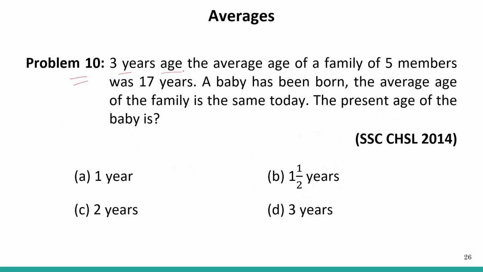So let's see problem number 10. The average age of a family of 5 members is 17 years. A baby has been born, and 3 years later the average age of the family is the same today. So the present age of the baby is what? Is it 1 year, 1.5 years, 3 years, 2 years or what? Let's see the proper answer. This question has appeared in the SSC CHSL 2014 paper.